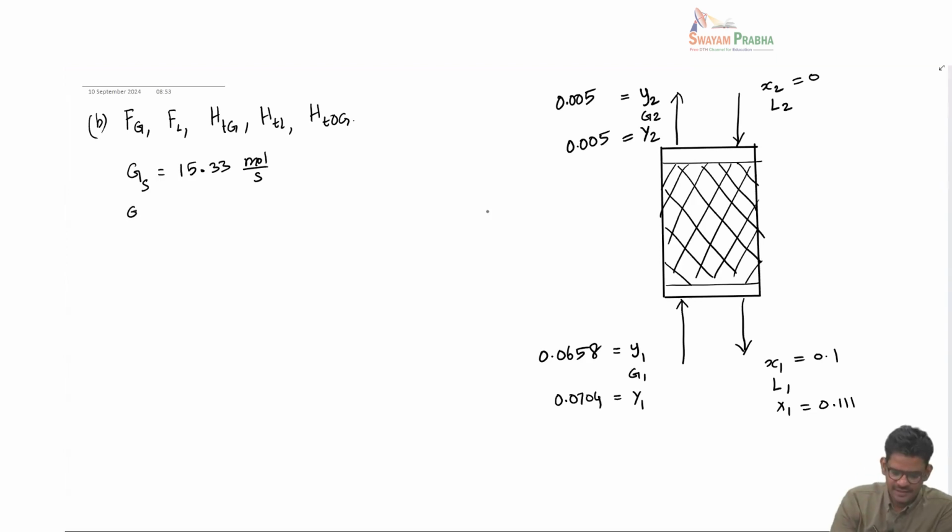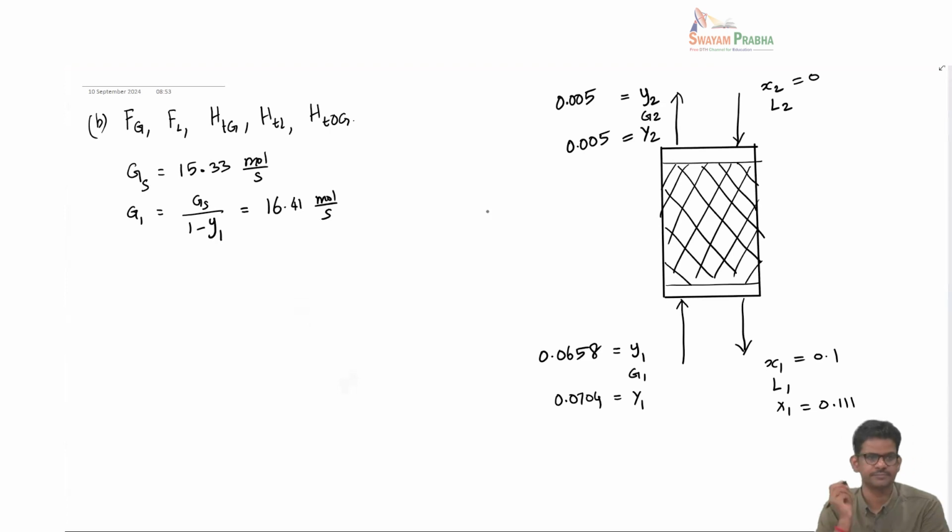So first, I'll find G1. G1 is the molar flow rate at the bottom of the tower. I get that as GS by 1 minus small y1. I know the value of y1, and if I do this, I'll get 16.41 moles per second. If you have a calculator or a phone, do this calculation and keep following. There could be an error because I was solving this yesterday at 2 a.m., so I'm sure there'll be mistakes.